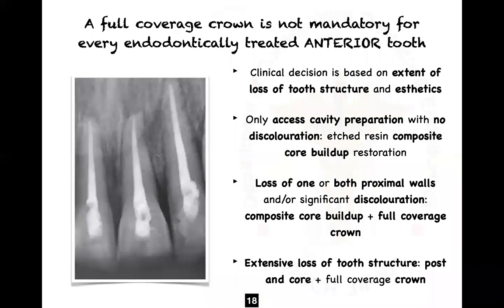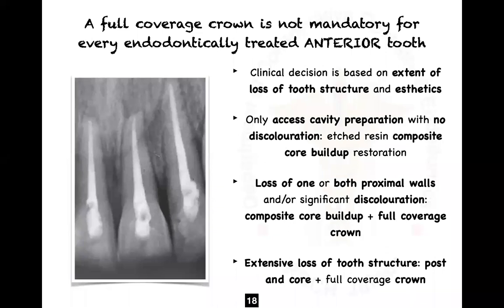Let's just quickly read the heading. A full coverage crown is not mandatory for every endodontically treated anterior tooth. हर anterior tooth पे पूरा crown देना, full coverage crown देना mandatory नहीं होता है. But फिर भी सब देते हैं. Most of the times you see the practitioners giving crowns on anterior teeth also, which is not required. Why so? Because उनमें one or the other thing is present. What are these one or the other things? Clinical decision is based on the extent of loss of tooth structure and aesthetics. I repeat, loss of tooth structure and aesthetics.